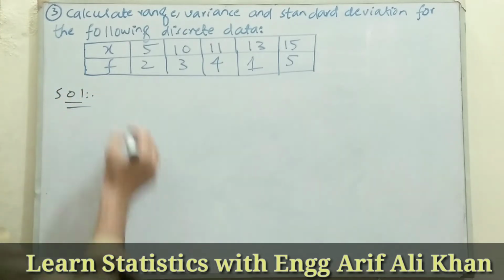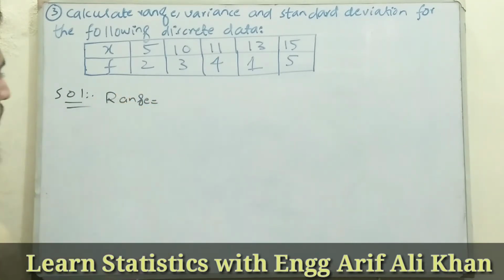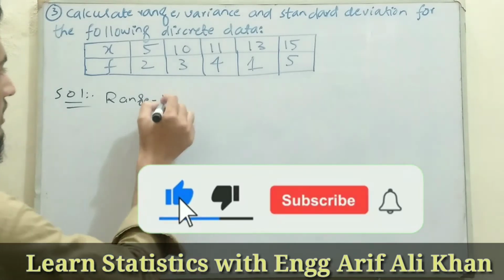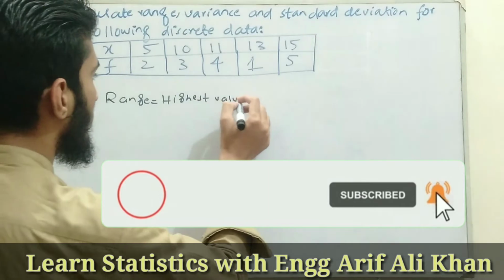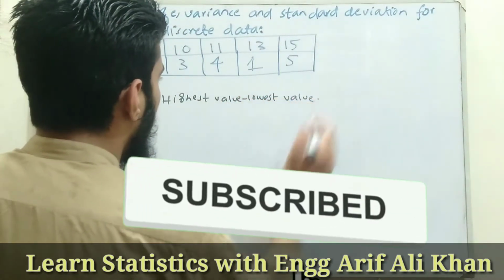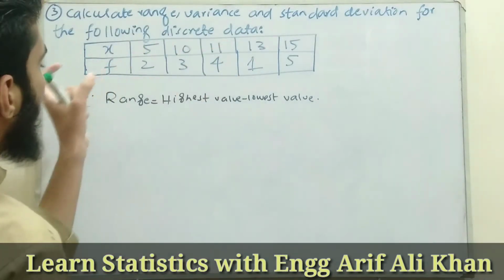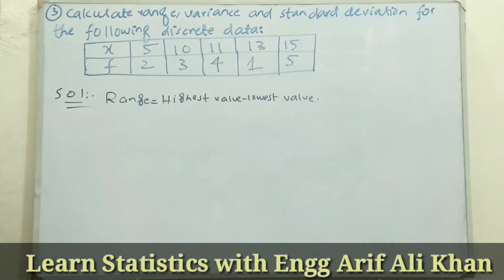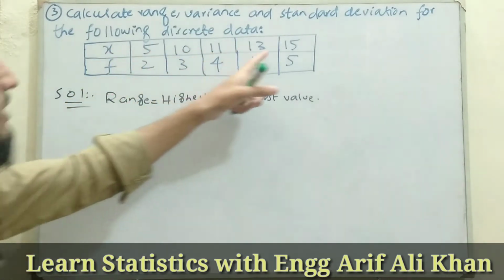So first we are going to find the range for the set of given data. Range is calculated by the formula highest value minus lowest value. Highest and lowest value will be taken from the values of x, because x is the midpoint which is derived from the class limit and the class boundaries. So from the x value, we have 5, 10, 11, 13 and 15.